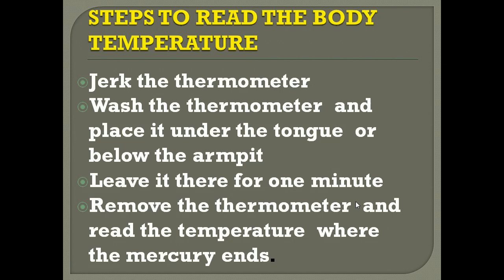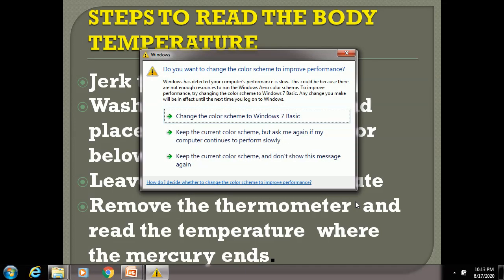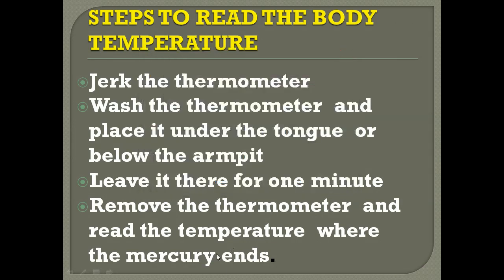Then remove the thermometer and read the temperature where the mercury ends. So first we jerk the thermometer so that mercury comes below the mark of normal temperature. Then wash the thermometer, place it under the tongue and wait for 1 minute. After 1 minute, remove the thermometer and read the temperature where the mercury ends.